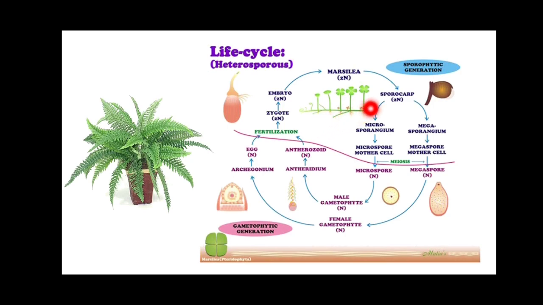Now on this sporophyte there is a development of the sporocarp. As it is a heterosporous plant, it shows the microspore and the megaspore. Then these two get fertilized and again start the complete life cycle. Here the upper part is the diploid phase and the sporophytic generation, whereas this lower part is a haploid phase and the gametophytic generation.